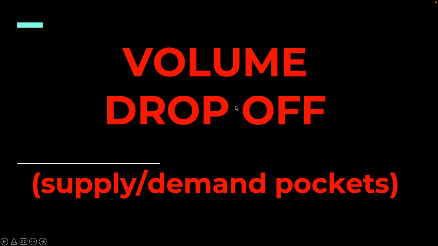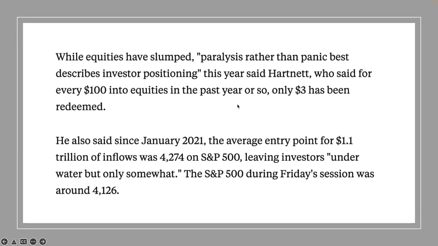So with that in mind, now I want to talk about one next thing here. This is something we talked about last weekend. I just want to read it really fast. While equities have slumped, paralysis rather than panic best describes investor positioning. And for every $100 into the market so far, only $3 has been redeemed.